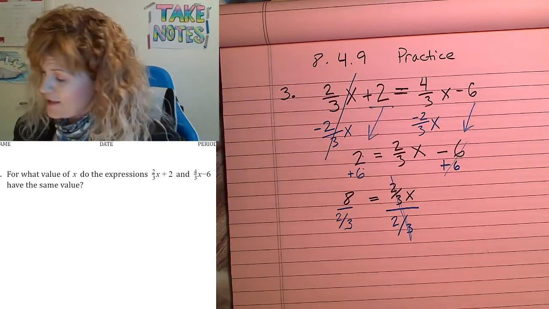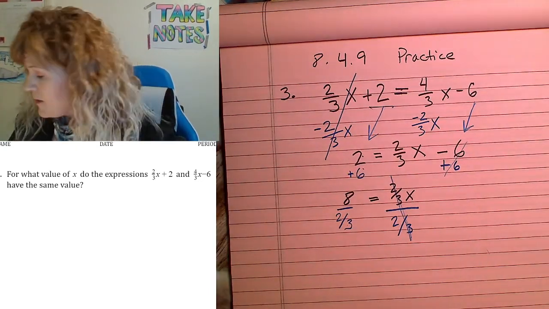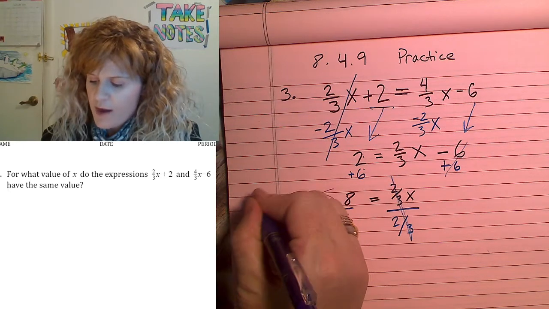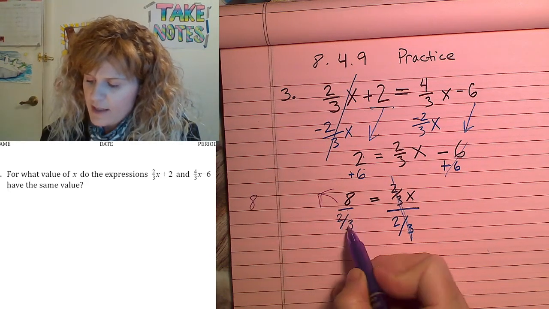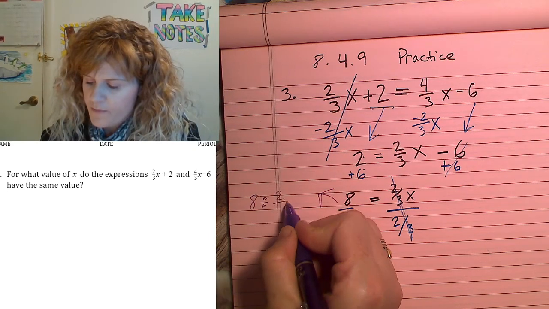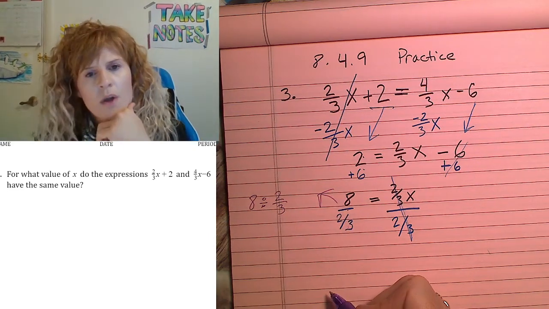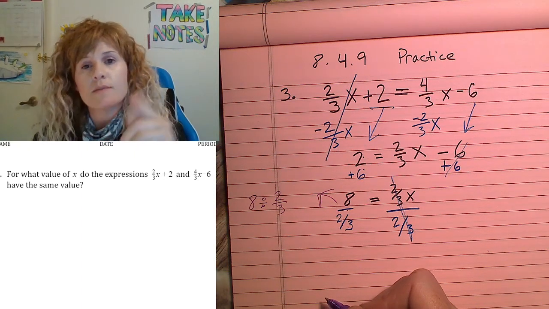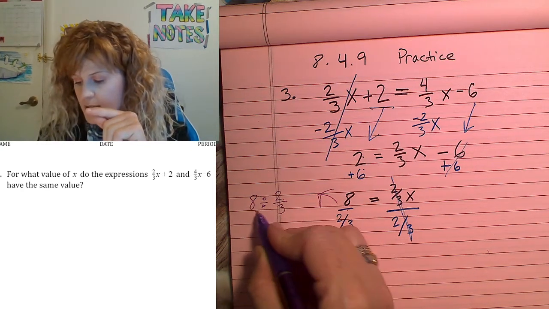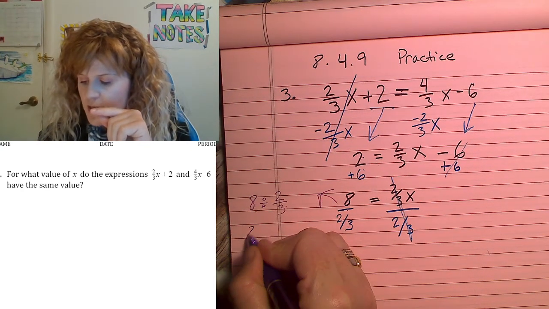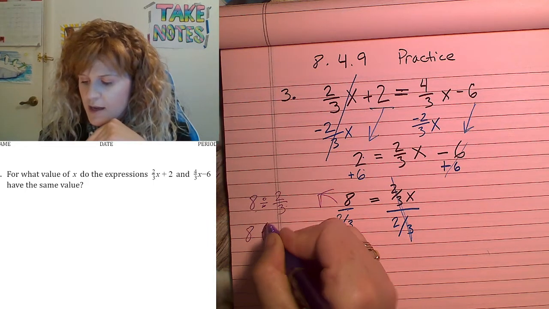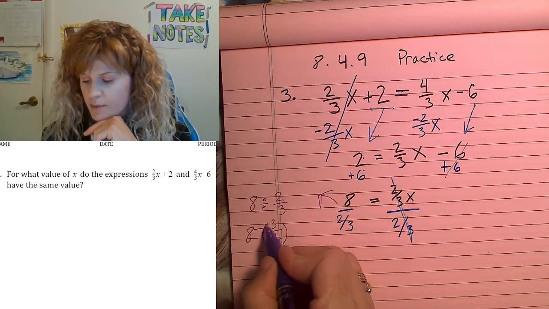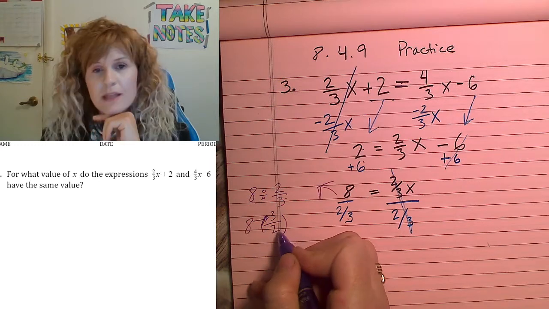Well, how are you with fractions? Has it been a while since you've done fractions? What is 8 divided by 2/3? I'm going to just do that math right over here. If you have the number 8 and it's divided by 2/3, you can write it this way. And then remember that when you divide by a fraction, it's the same as multiplying by the reciprocal. So look closely. 8 divided by 2/3 is the same as 8 times 3/2.